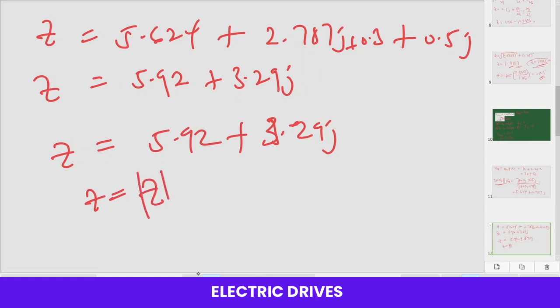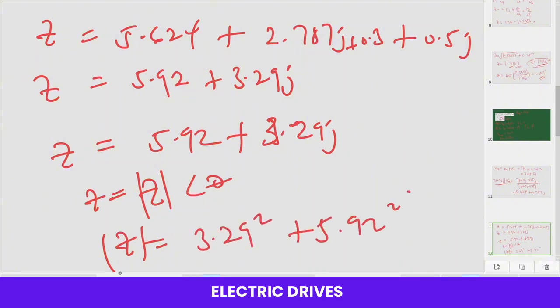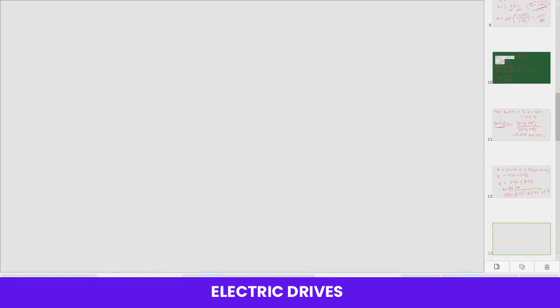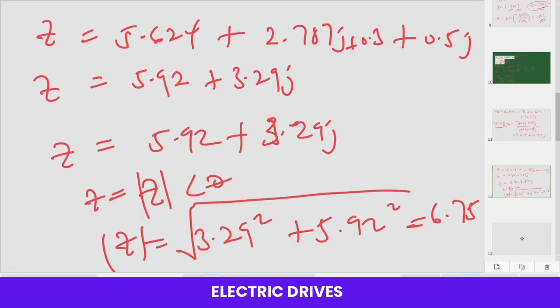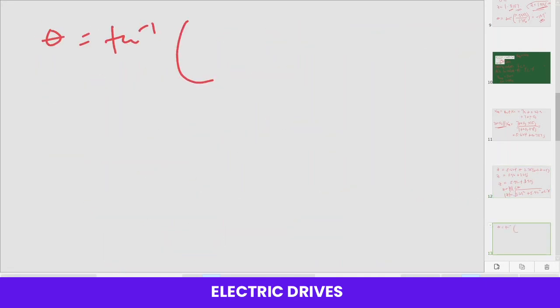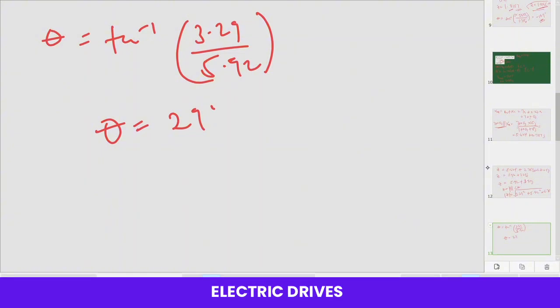And in finding your Z phasor, the phasor that you get, Z bar becomes the square of this plus the square of this. So 3.29 squared plus 5.92 squared, all in your square root. This gives you 6.75. Having found your magnitude, you can now find your angle, which is tan inverse of the imaginary side over the real side, 3.29 over 5.92, which gives you an angle of 29 degrees. Okay, so now you found your Z bar and your Z.